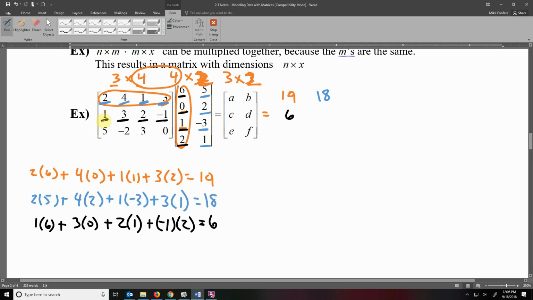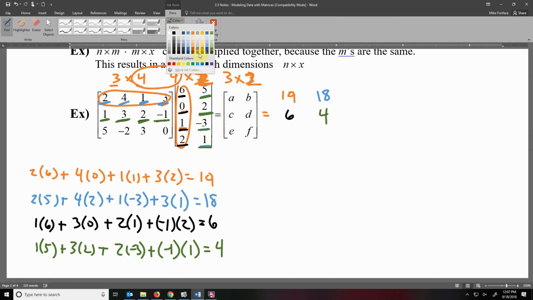Okay, now I need to do that same row by the next column, 1 times 5. 3 times 2. 2 times -3. And negative 1 times 1. So that gives me 5 plus 6 plus negative 6 plus negative 1, which is 4. So my element here, D, is 4.